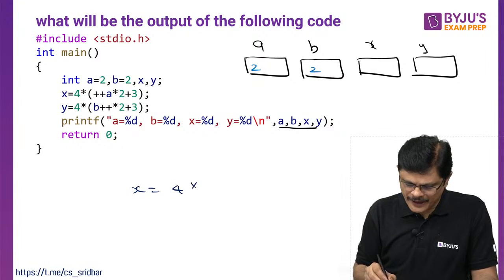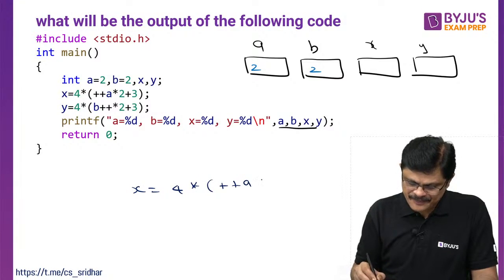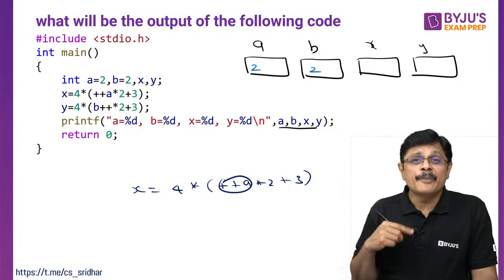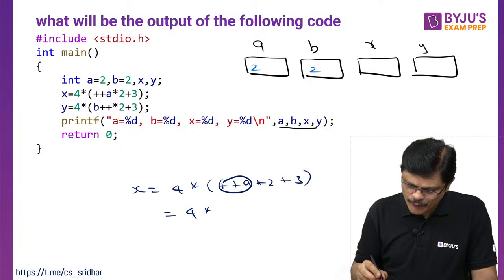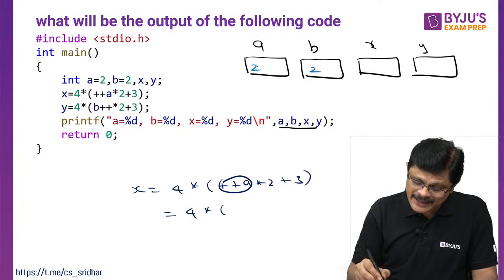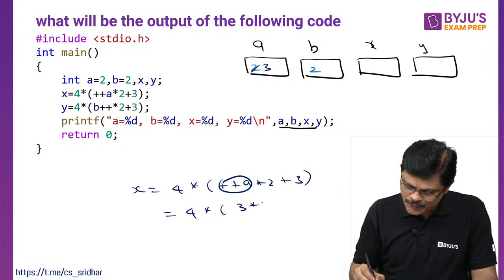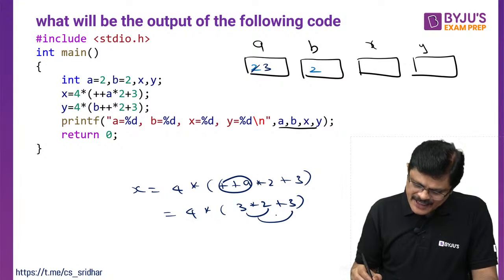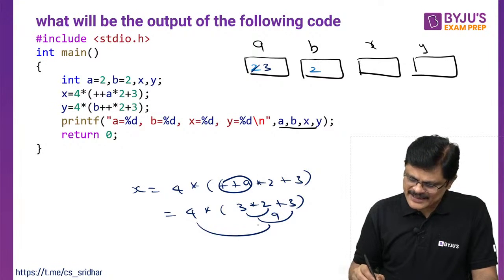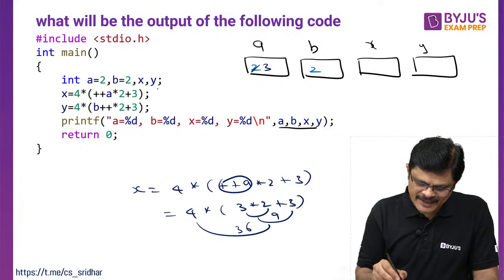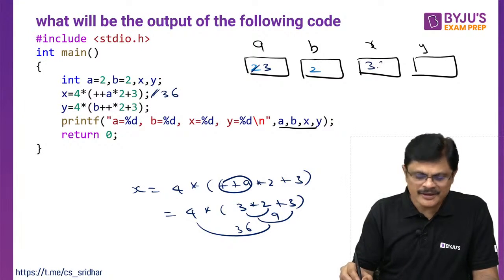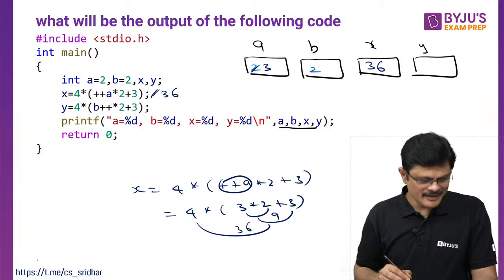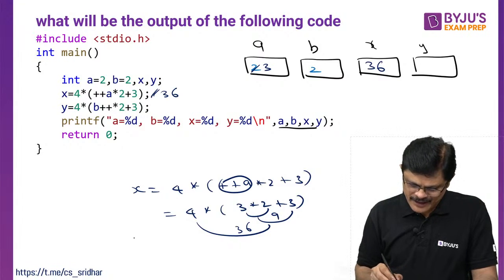X is equal to 4 into plus plus A into 2 plus 3. Actually this plus means pre-increment. So here it is 4 into plus plus A. A value is incremented, so it becomes 4 into 3 into 2 plus 3. So 3 2's are 6, 6 plus 3 is 9, 4 9's are 36. So the answer for this is 36, my dear friend. X value is now updated to 36. Okay, A is 3, B is 2. Very good.